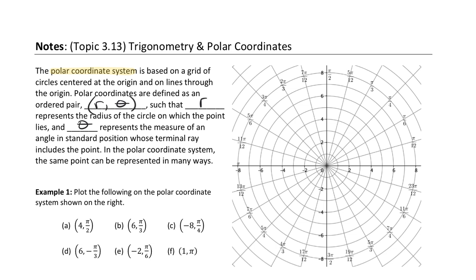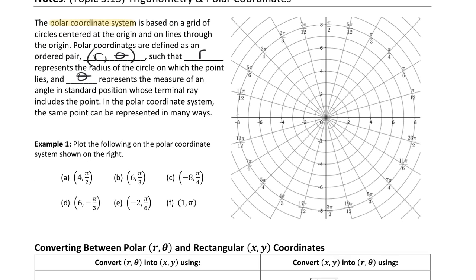In the polar coordinate system, the same coordinate point can be represented in many ways. And this is why I've been so adamant about you understanding where the angle is around your unit circle. Because we will be using angles in quadrant 1, 2, 3, and 4, and even negative angles to simultaneously plot the same coordinate points. So before we really go anywhere, let's just see what it looks like to plot coordinate points on the polar coordinate system.